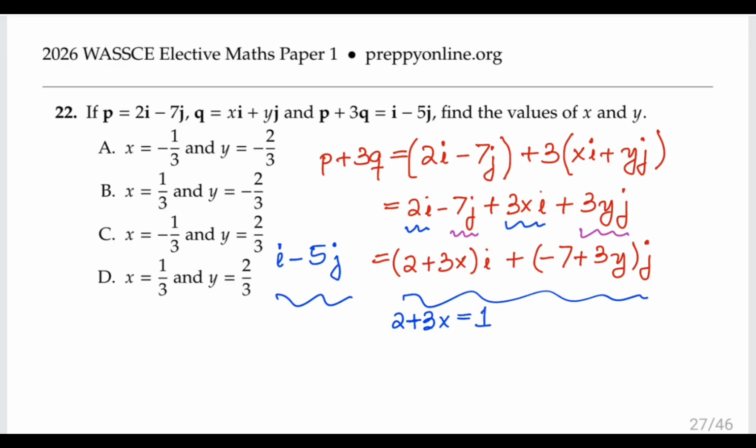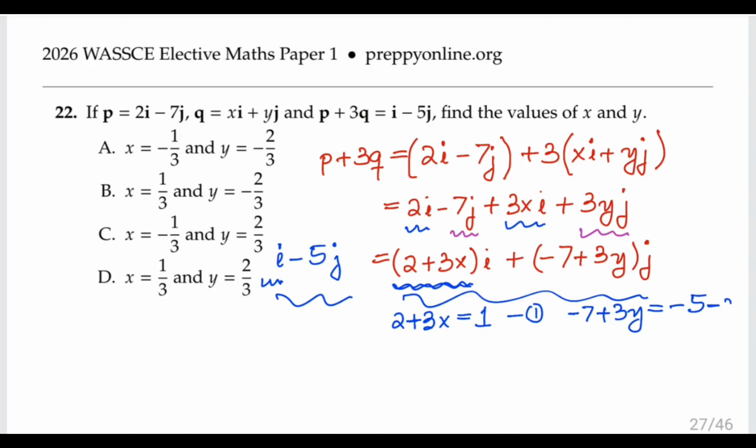You can call this the coefficient of i. The coefficient of i on the right-hand side is 1. So if we equate that to the coefficient of i on the left-hand side, we have 2 plus 3x is equal to 1. That gives us this equation that we have to solve. Let's call it equation 1. And then comparing the coefficients of j, we have minus 7 plus 3y is equal to the coefficient of j on the right-hand side, which is minus 5.